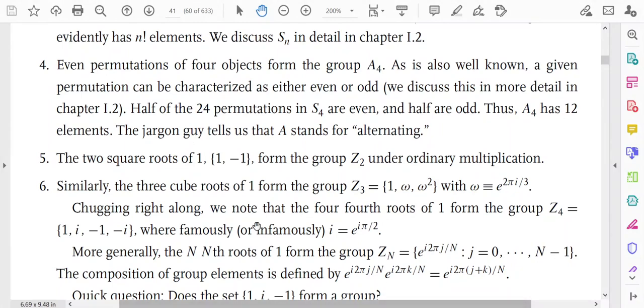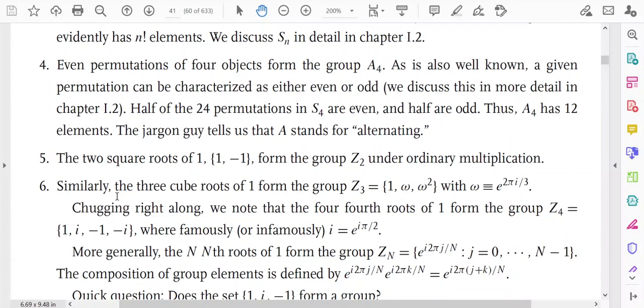So let us introduce you to a group Z2. What is Z2? The Z2 group consists of two elements. They are actually the two square roots of 1, namely 1 and minus 1. These two elements form a group which is known as the Z2 group under ordinary multiplication.